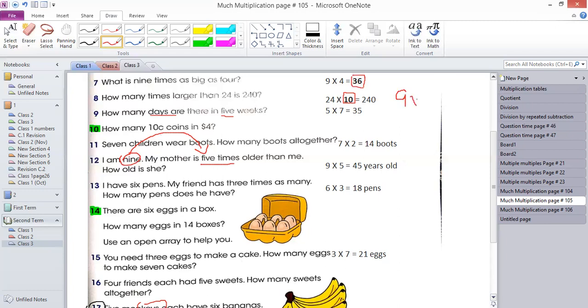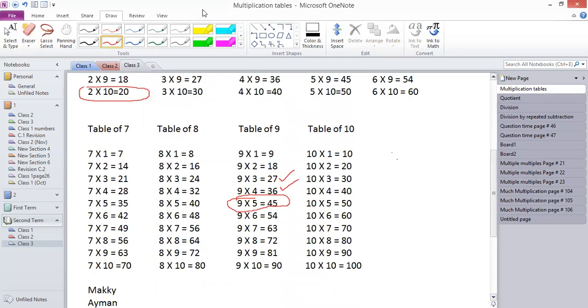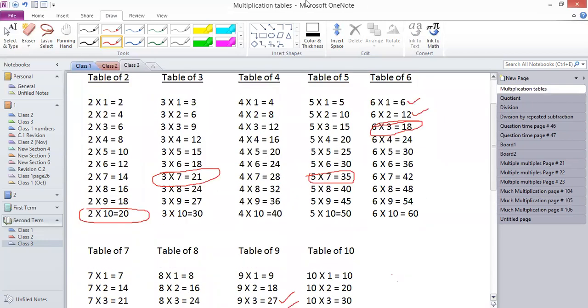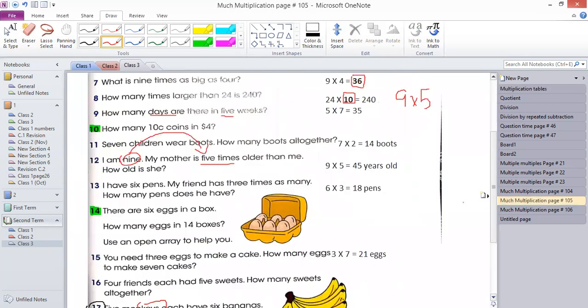What is 5 times 9? You can check the table of 9 or the table of 5. 5 times 9 is 45. You can check the table of 9, 5 times, or the table of 5, 9 times. In both ways you will find the same answer, which is 45. So my mother is 45 years old.